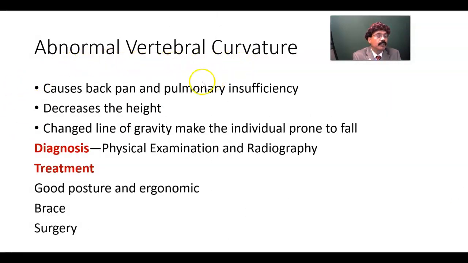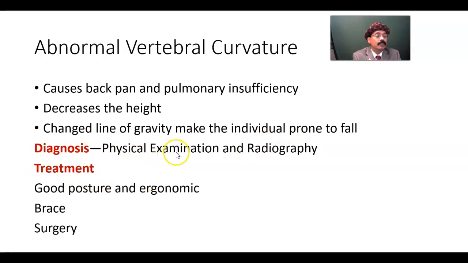Abnormal vertebral curvature may cause back pain and pulmonary insufficiency, and it decreases the height of the person, especially in case of kyphosis. There is bony degeneration, atrophy of the bone, vertebra, and also curvature that decreases a person's height, and changes in the line of gravity make the individual prone to fall. So this elderly person may fall because the line of gravity has been changed.